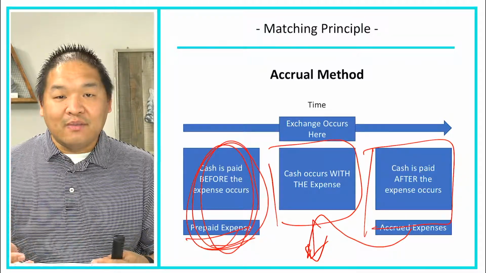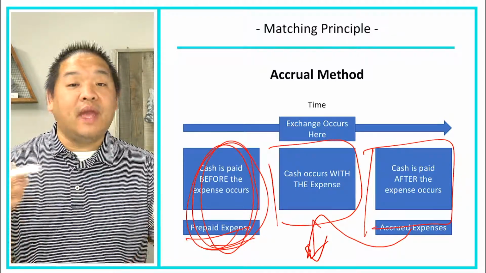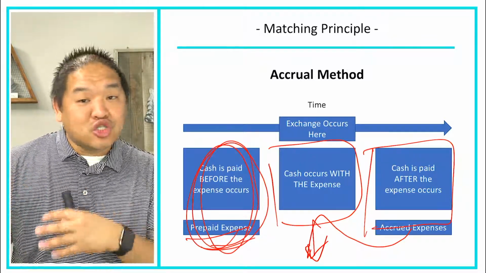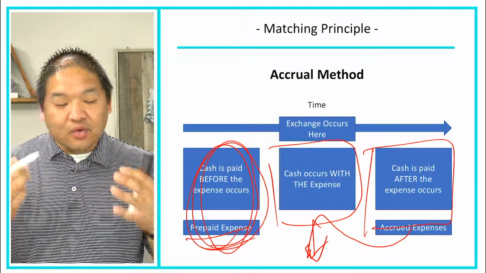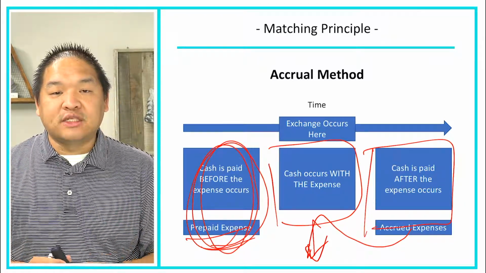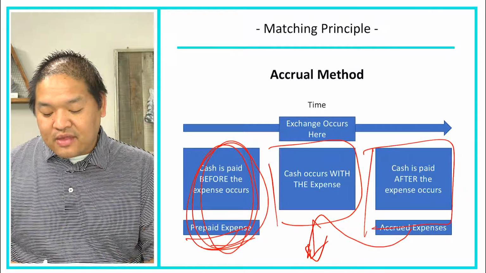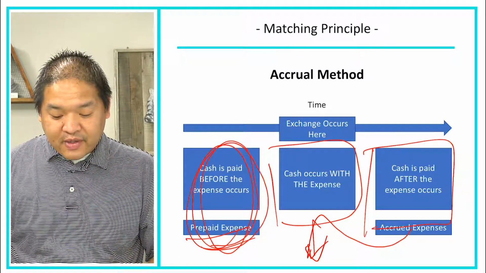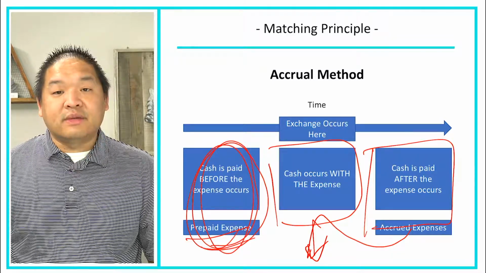So we might debit prepaid whatever, prepaid utilities, prepaid insurance, prepaid expense, and then credit cash for the cash that is paid in advance. Okay, so that's kind of how cash affects the expense cycle, or the expense recognition principle. Let's look at some of the examples here.